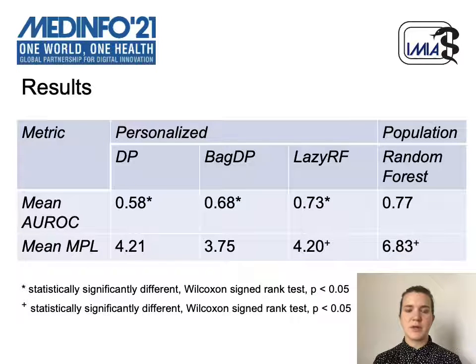So when we looked at the personalized methods, we have the single decision path, the DP, the bagged ensemble of decision paths, bagged DP, and the bagged ensemble of randomized decision paths, the lazy random forest, or lazy RF. And we saw that the mean AUROC of the lazy RF was 0.73, and that this was statistically significantly higher than either of the other personalized methods, the decision path and the bagged ensemble of decision paths.